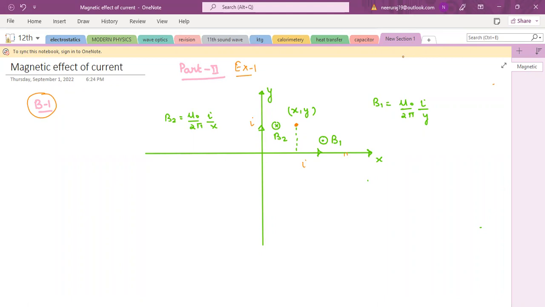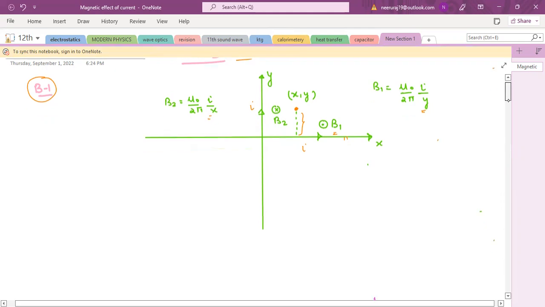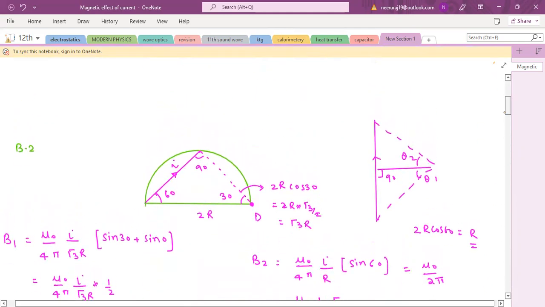So both are opposite. Because of this wire V1, it's an infinite wire, the field is mu naught by 2 pi, I by d, where d is the perpendicular distance from the wire. Similarly for the other wire. But both are equal. If you equate them, you will get the answer. Okay. Let's go to the next problem. This is the second problem, B2 problem.